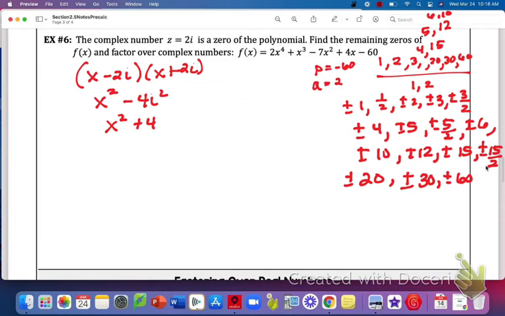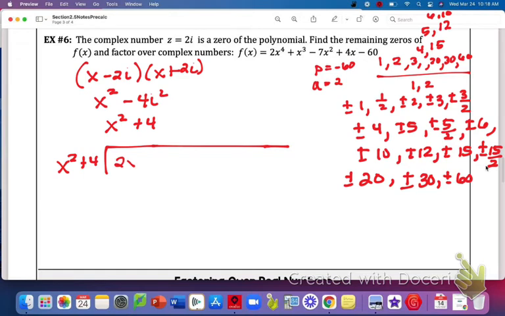So what if I make that a divisor of my dividend and do some long division with that? Because we can't do synthetic division, because I can only use synthetic division when I'm doing linear divisors. So let's do some long division.